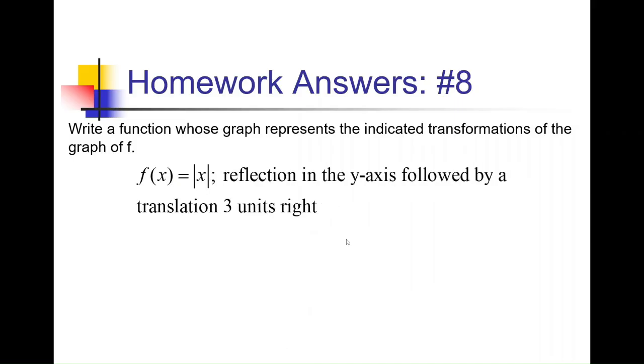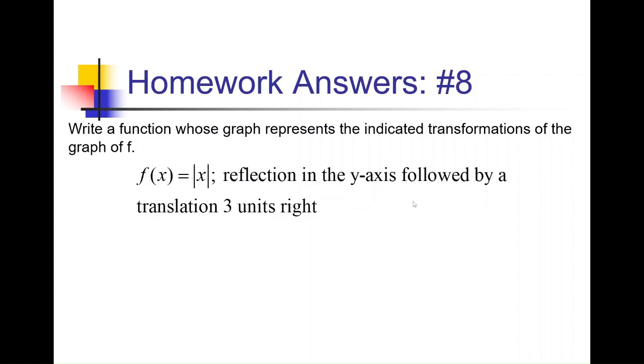On this one, I'm trying to take the f function, which is just the absolute value, and reflect it in the y-axis, and then follow that up with a translation of 3 units right. So I'll do these one at a time, each using a different rule. I'm going to write a g rule to cause this reflection in the y-axis.